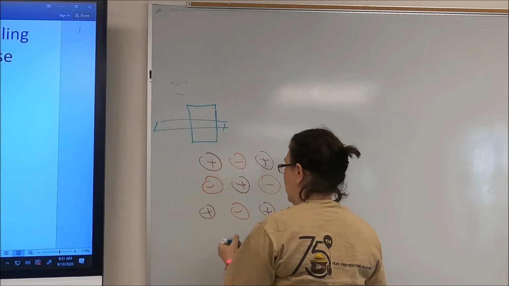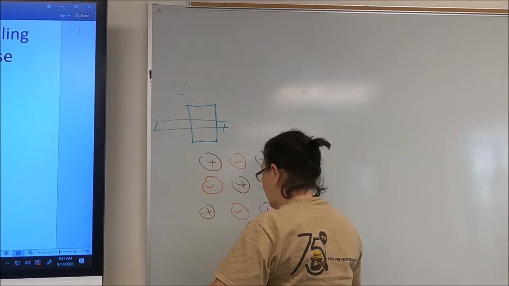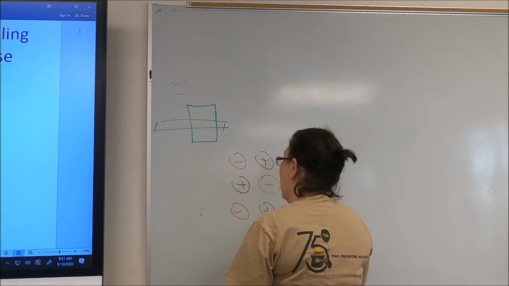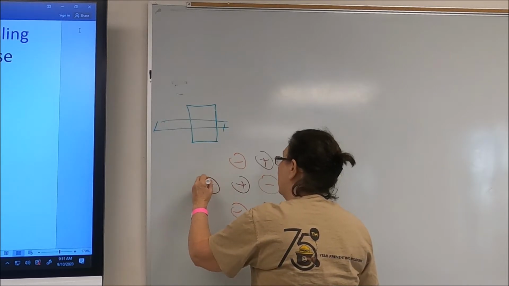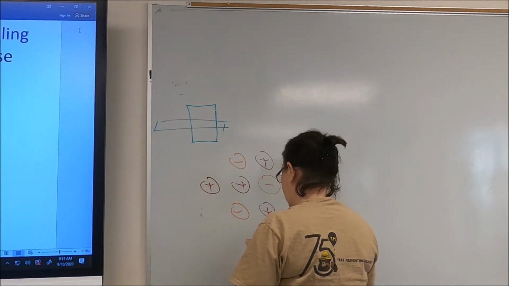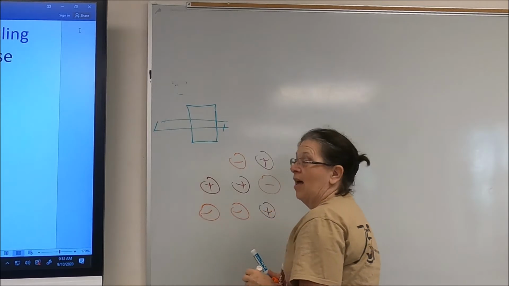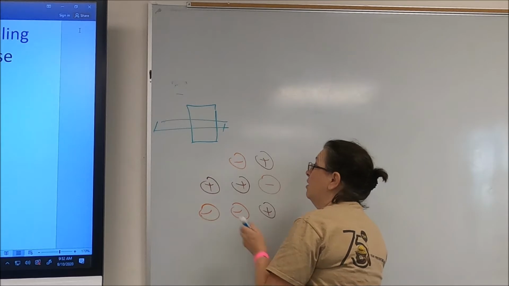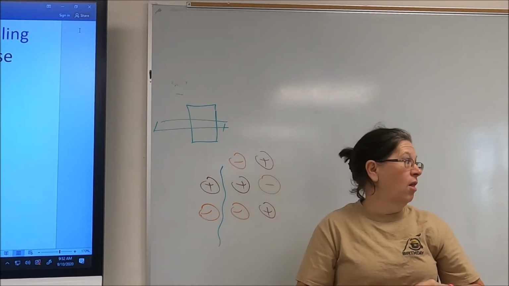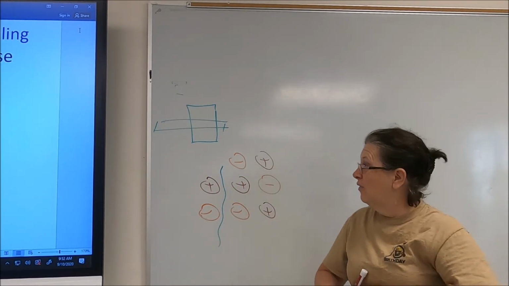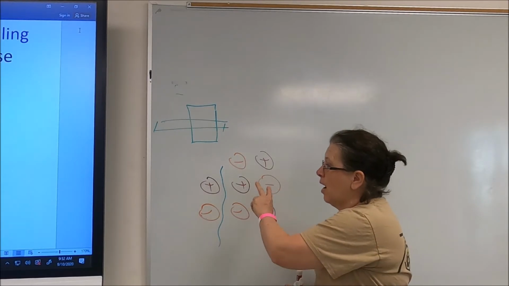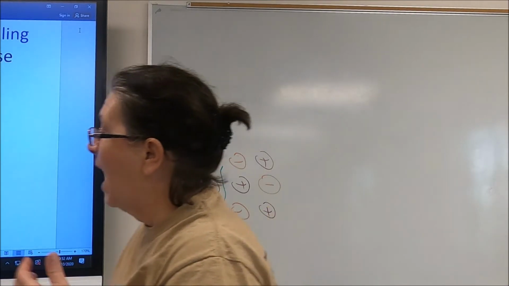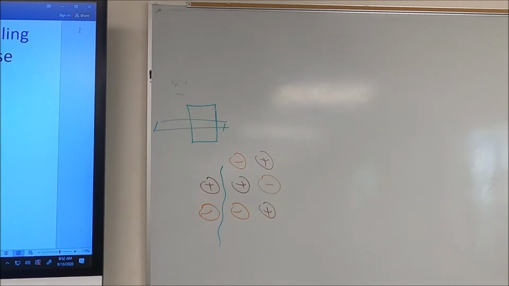If I whack this with the sledgehammer, it shifts the ions. So all of a sudden, I now have a positive ion sitting next to a positive ion, and a negative ion sitting next to a negative ion. Like charges repel. So this shatters along that line because I've shifted the ions physically and brought like charges next to each other and they repel. That's why ionic compounds are brittle.